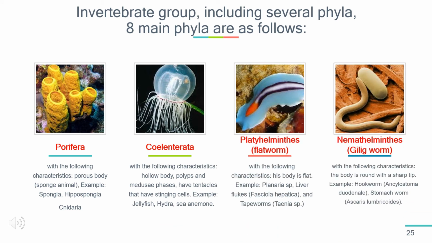After we discuss the vertebrates, now we move on to the invertebrate group. It includes several phyla. There are 8 main phyla as follows. The first is Porifera, then Coelenterata, then Platyhelminthes, also Nemathelminthes. You can see the example of each phylum as depicted in the figure.